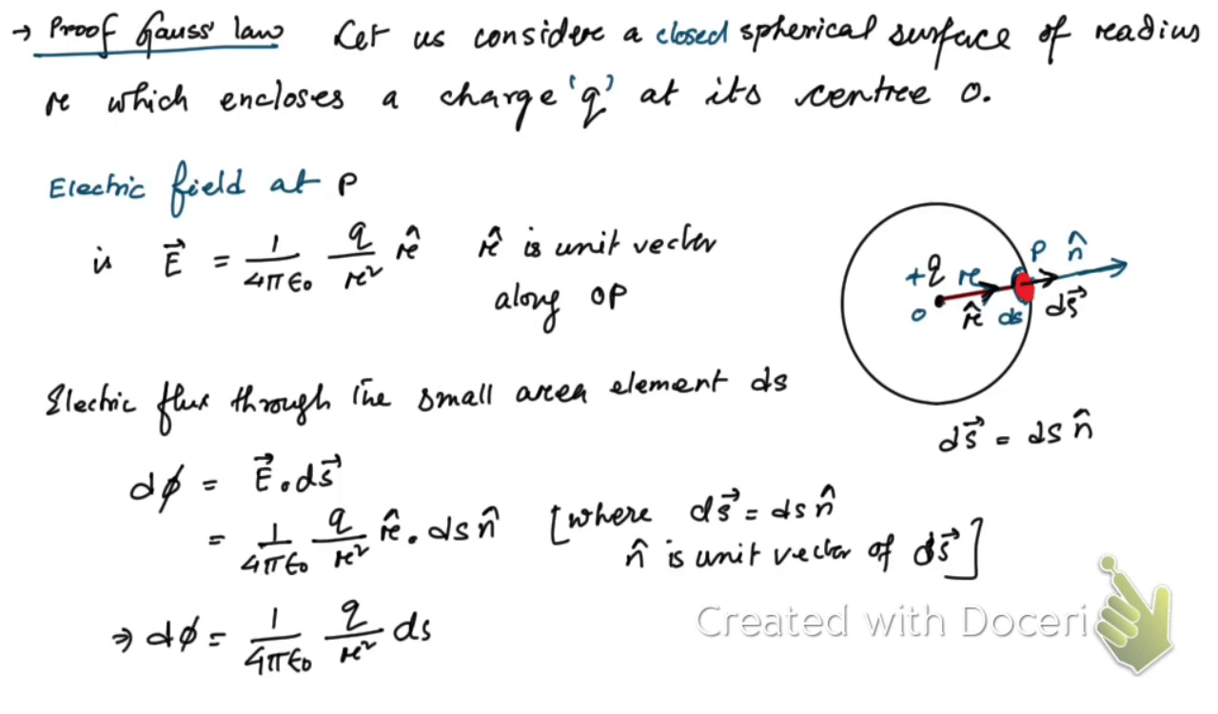Now this d phi is the electric flux through this very small area element ds. We need to find the flux through the entire surface, this spherical surface. So in order to get the flux through the whole surface, we need to integrate the flux through this small area element ds. Let me copy this expression and take a new slide.